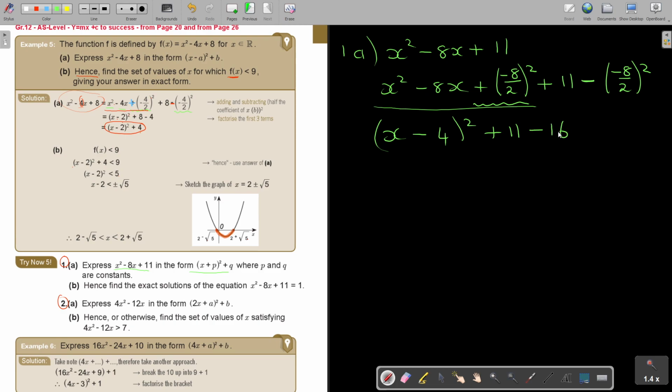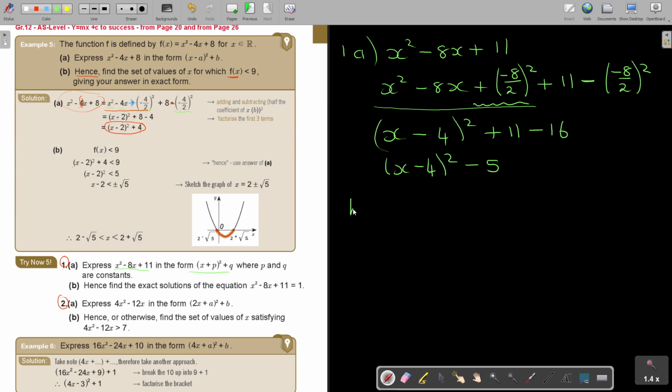Can you see that? So it's going to be x minus 4 squared, and this is going to be negative 5. Oh, not plus 5, but negative 5. And that's number A. They love this, and in chapter 3 we will also do it a lot. In functions, it's also a lot that we express it in this form.